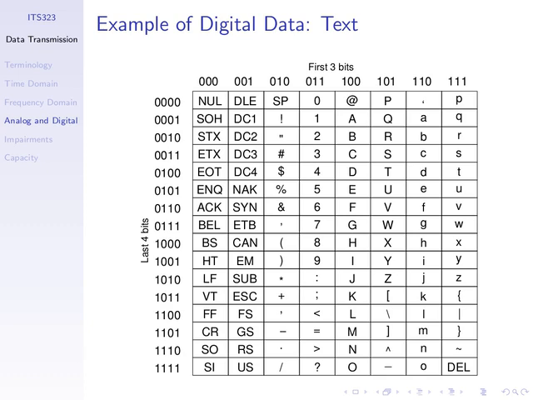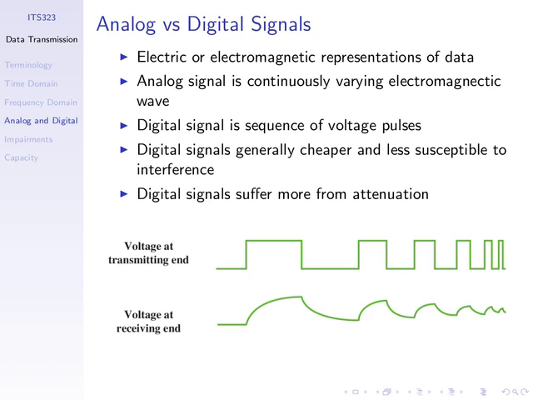So we can represent data, or data is either analog or digital. And there are many different examples. Video, as an example, is analog data. How do we transmit that information?